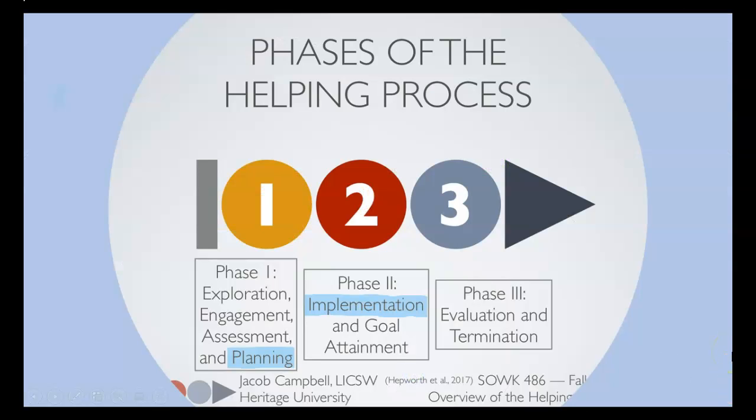The phases of the helping process: phase one, phase two, phase three, based on overview of helping Hepworth book, identifies phase one, exploration, engagement, assessment, and planning; phase two, implementation and goal attainment; phase three, evaluation and termination. This is one model of the helping process.